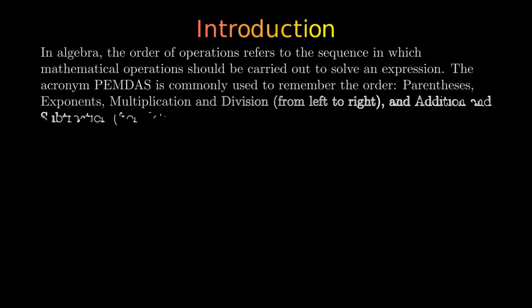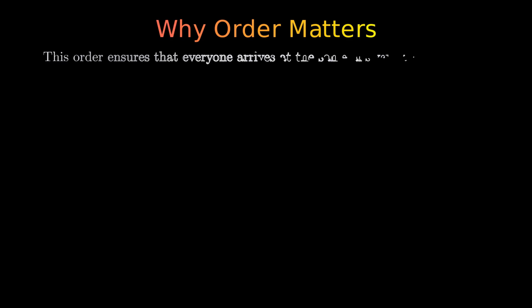In algebra, the order of operations refers to the sequence in which mathematical operations should be carried out to solve an expression. This fundamental principle ensures that mathematical expressions are evaluated uniformly and accurately. The acronym PEMDAS guides the order of operations: parentheses, exponents, multiplication and division from left to right, and addition and subtraction from left to right.